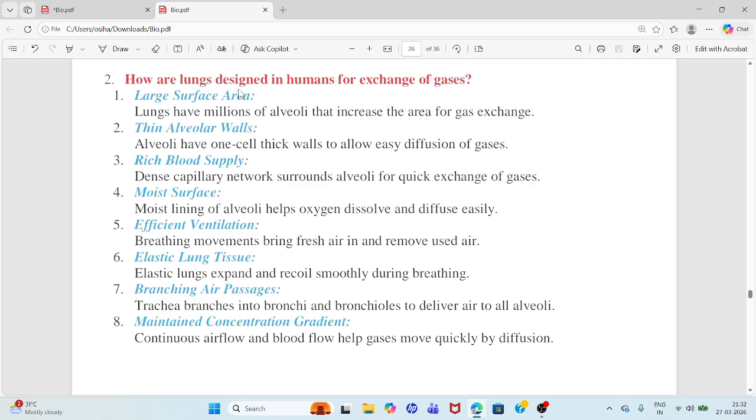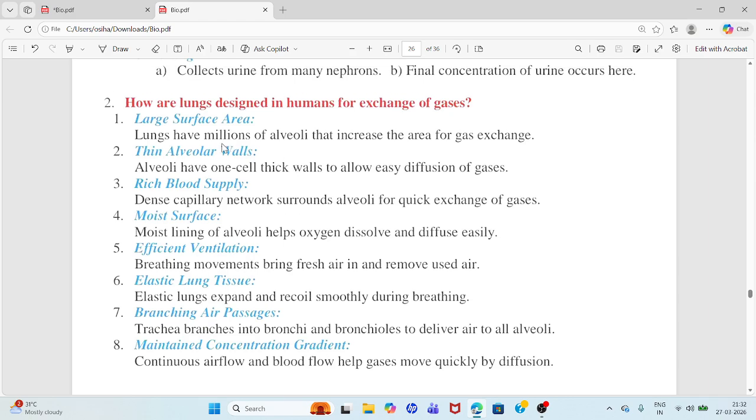Second question. How are lungs designed in humans for exchange of gases? First, see the side headings. Large surface area, thin alveolar walls, rich blood supply, moist surface, efficient ventilation, elastic lung tissue, branching air passages, maintained concentration gradient. These are the side headings, and you can learn about this from here.